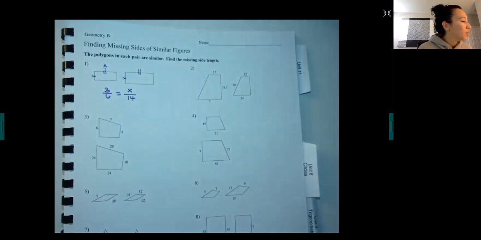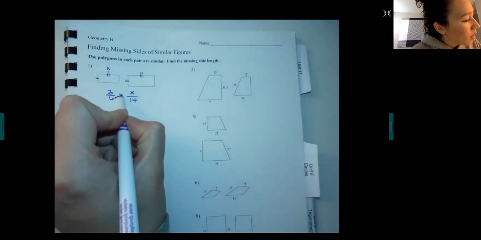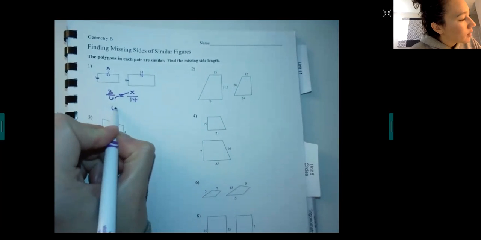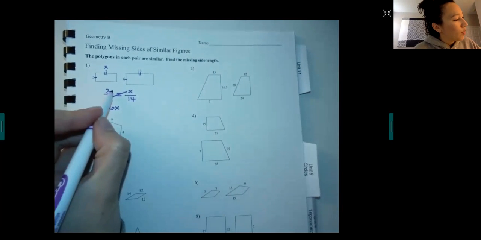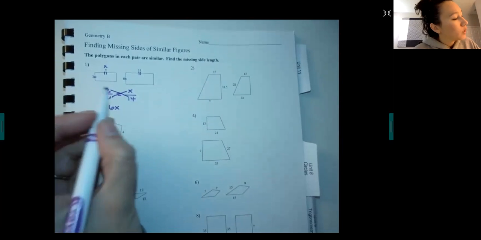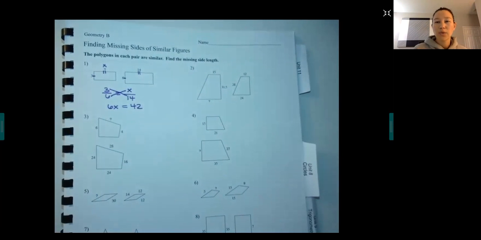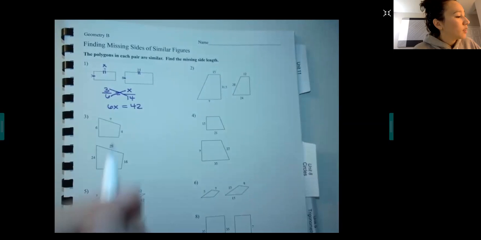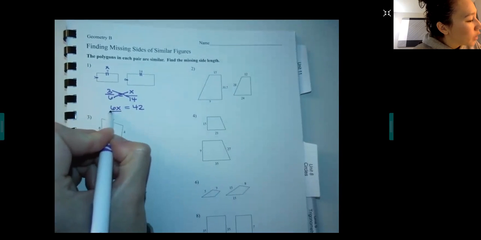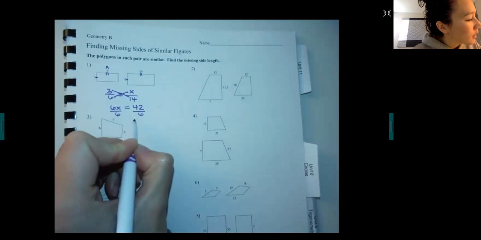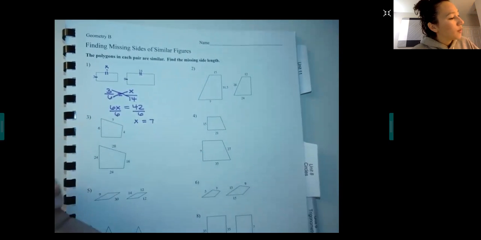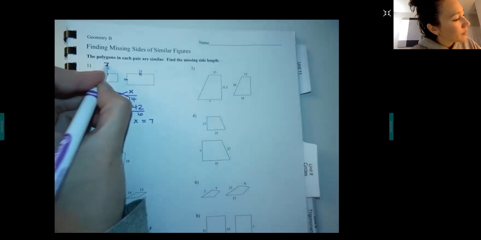And then once you set up your proportion, the last step is to cross multiply and solve for X. So we're going to cross multiply, which means 6 times X is 6X, and then 3 times 14, which is 42. So 6X equals 42. And then we need to solve for X. So we undo the multiplication by dividing both sides by 6. And so this side would be 7. X equals 7.